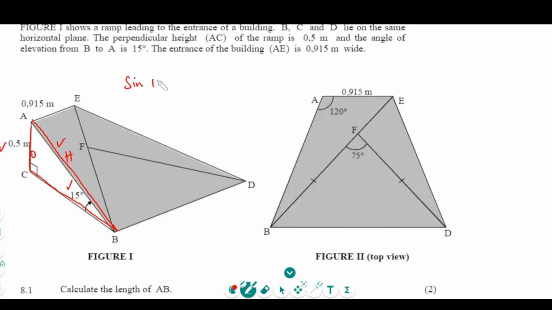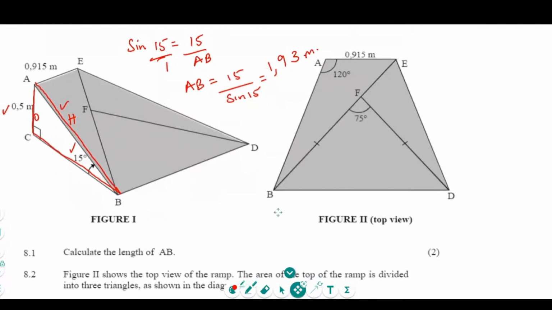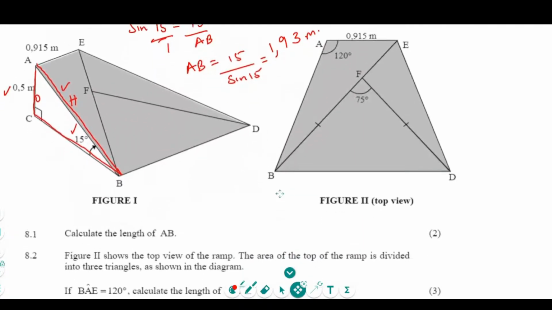And we say the sine of 15 is equal to the opposite, which is 0.5, over the hypotenuse, which is AB. Then I'll cross multiply, which means my AB is going to be 0.5 over the sine of 15. I punch that in the calculator, I'll get 1.93. I can put 2 for 3 decimals, but it's not really a big deal. So 1.93 meters.